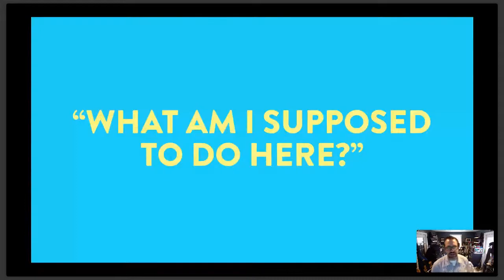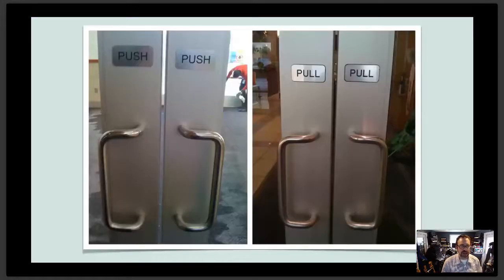Another thing you're going to see here in navigation is, what am I supposed to do here? Clarity of your flow is critical. And this is one of my favorite pictures to mock. If you have to put a label on it like this, there's something wrong with your interaction design. Vertical handles mean pull. Horizontal handles mean push. If your door can go both directions, then you don't have to worry about this as much. But if you have to label it, the chances are that you've done something wrong from a design perspective.